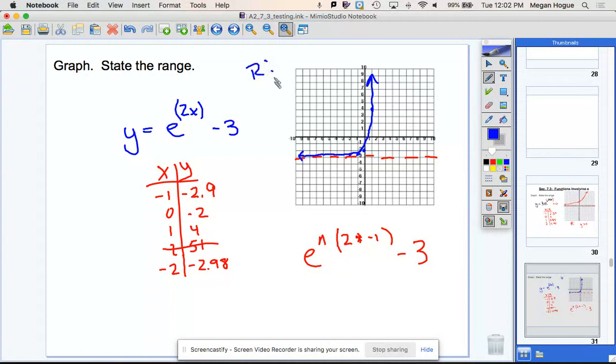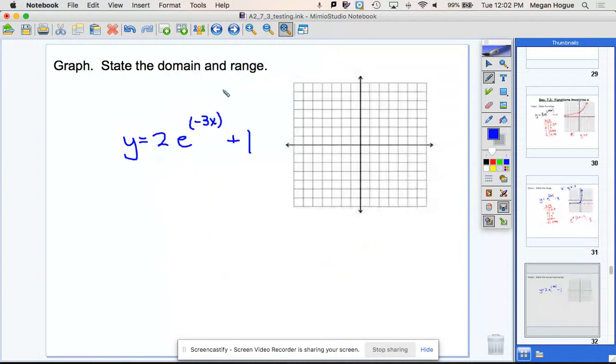Oh, let's not forget, I do want the range on this one. Roman, what's the range for this one? Good. Asymptote was at -3. The curve was above the asymptote. So both of these are growth. So I wonder what a decay one we'll look at. Well, this is going to be a decay one. Y equals 2 e exponent -3x plus 1. What do you think is different about this equation that's made it decay?